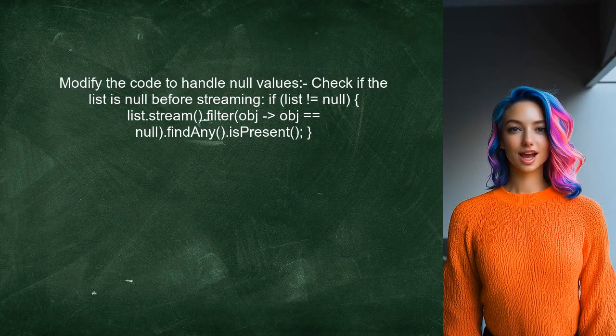Next, the user can modify the code to handle null values more gracefully. One approach is to check if the list itself is null before creating the stream. This prevents the null pointer exception from occurring.